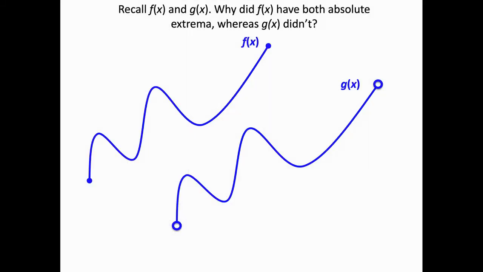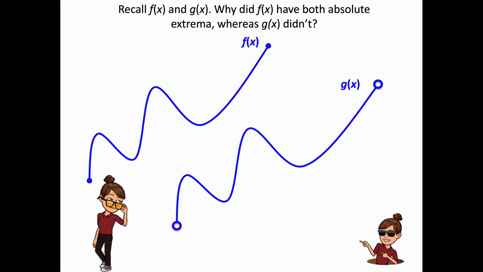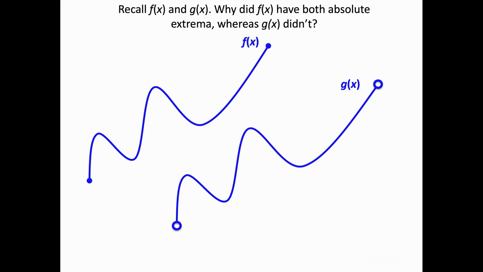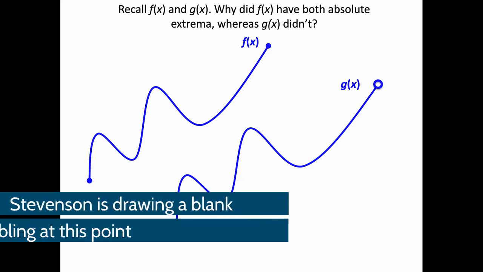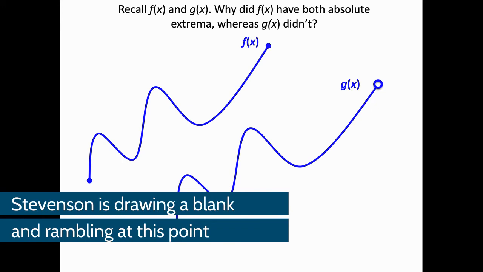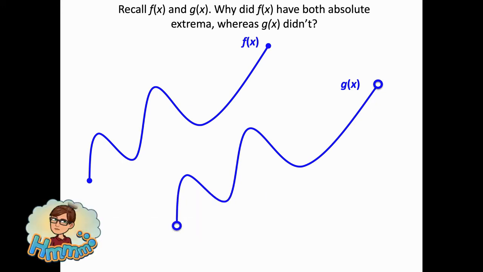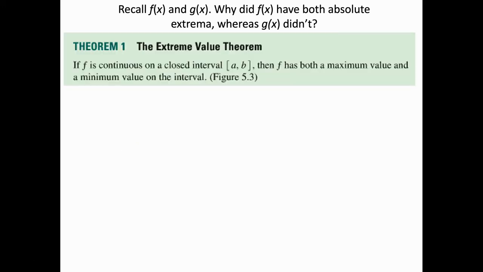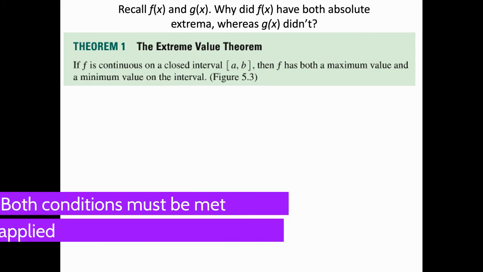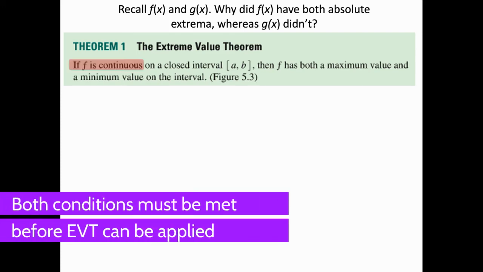Now that we've gone through both these functions, f and g, let's look at them side by side. Remember, f of x had both an absolute maximum and an absolute minimum, but g of x didn't. Remember on the whole entire interval from a to, what was it, a to g, I think? Okay, whatever that whole interval was. Why did f of x have absolute extrema but g of x didn't? Well, this is where the extreme value theorem comes into play. If your function is continuous on a closed interval, then you are guaranteed both a maximum and a minimum value.